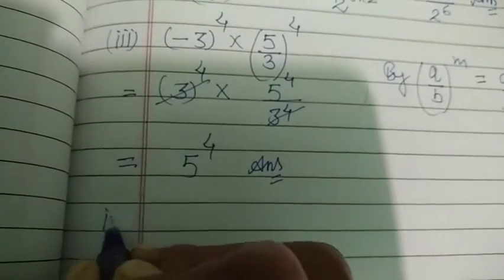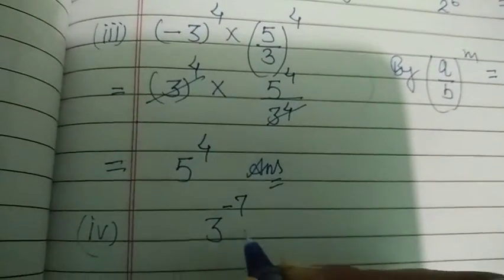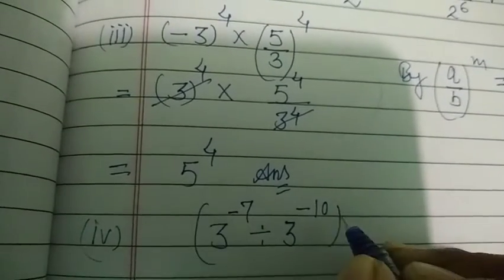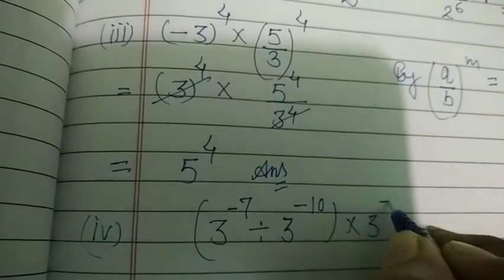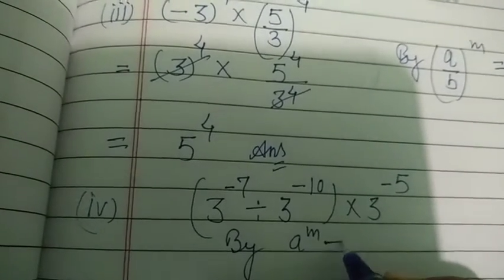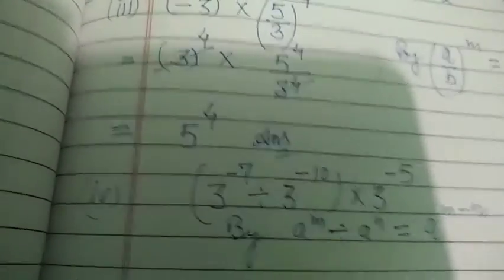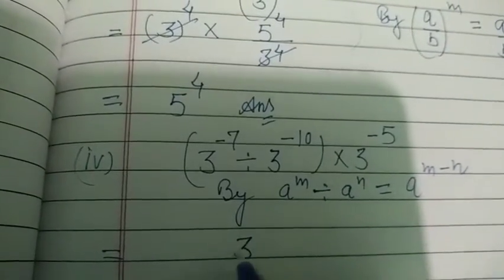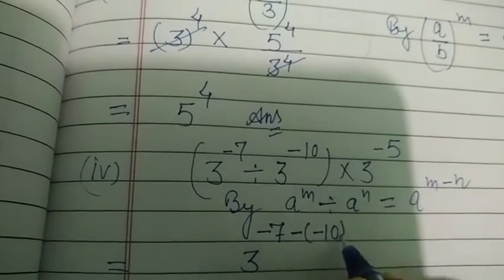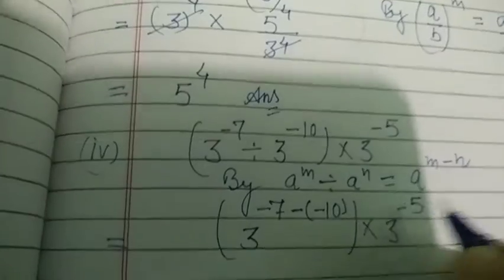Now fourth part. Fourth part is 3 raised to power minus 7 divided by 3 raised to power minus 10, multiplied by 3 raised to power minus 5. Now the first rule: you know that a raised to power m divided by a raised to power n, then the powers get subtracted. So we will apply this rule here. 3 is the base here and powers get subtracted, so minus 7 minus of minus 10, multiplied by 3 raised to power minus 5 as it is.